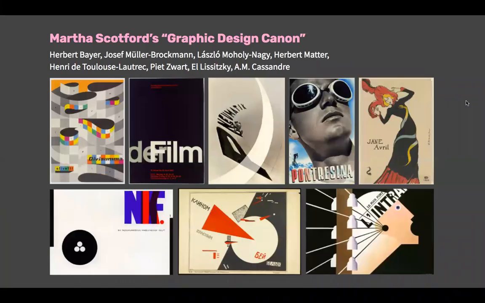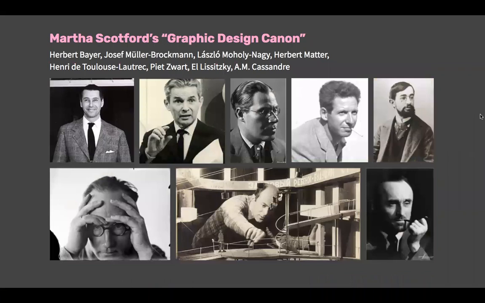This is the canon that emerged based on how consistently they were featured and included Herbert Bayer, Joseph Muller Brockman, Laszlo Moholy-Nagy, Herbert Matter, Henri de Toulouse-Lautrec, Piet Zwart, El Lissitzky, and A.M. Cassandre. And as you can see, it was all male and all native Europeans.